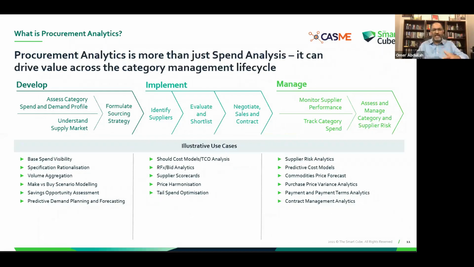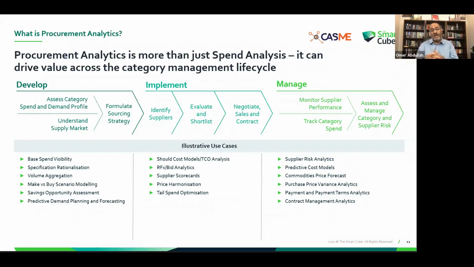Now, I think we're going to share these slides, so I won't go through this in a great level of detail. But essentially, as we said, it's more than spend analysis, and it can drive value across the category management lifecycle, or the 7-step process, or however you want to think about your day-to-day sourcing activities, whether you're developing category strategy, implementing it, or doing ongoing category management. And that's everything from the things that we normally think about: base spend visibility, specification rationalization, volume aggregation, savings opportunity assessment, pretty fundamental. We're pretty comfortable with those things.